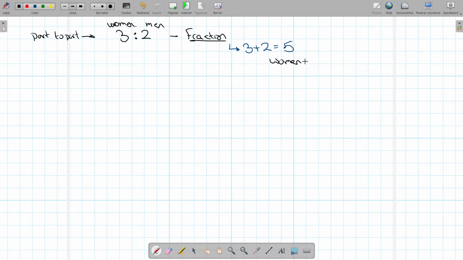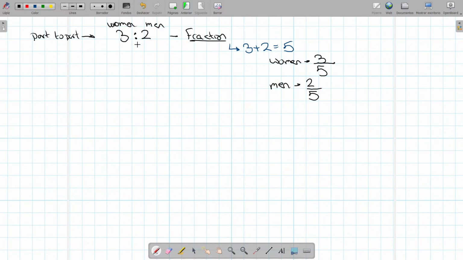Women. How many women do we have in fractions? We have 3 women out of 5. And this cannot be simplified, so we leave it like that. Men are 2 men. We have 2 men out of 5. So that's the fraction of men. And again, that cannot be simplified. Okay.